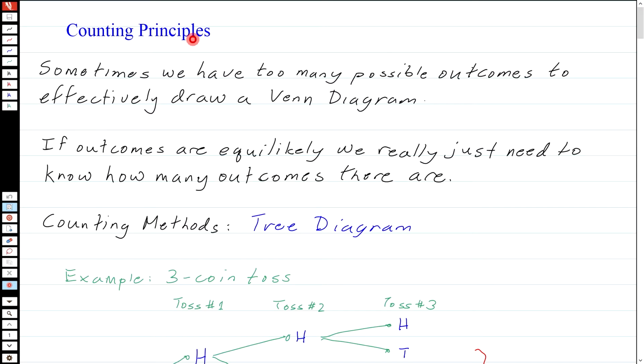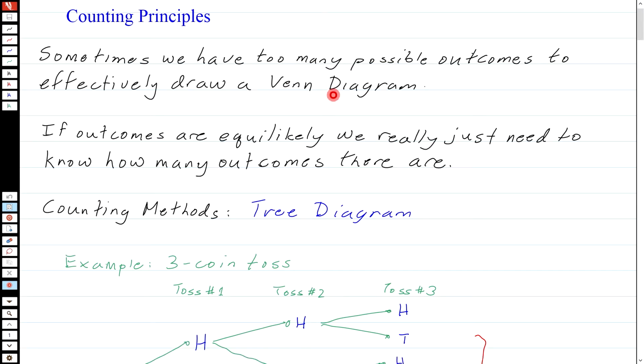And once we have that, if we assume equally likely, we can figure out what the probability of each possible outcome is. It would just be 1 over the total number of possible outcomes. So we're going to talk today about basic counting principles. How do we count up numbers of possible outcomes? Basically, as I mentioned, if outcomes are equally likely, we really just need to know how many outcomes there are in order to assign probabilities.